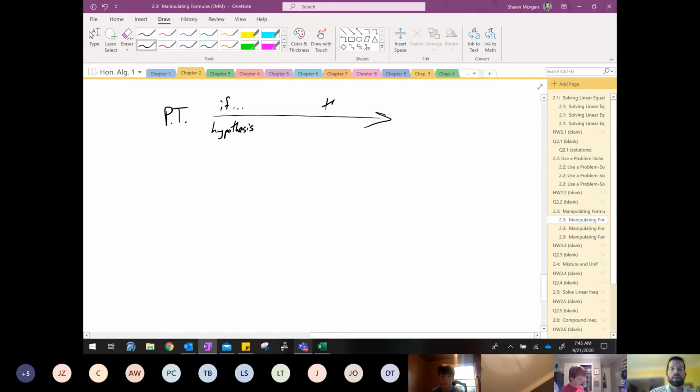And then I got a conclusion. So it's if, make your hypothesis, then you've got your conclusion. For instance, if Clyde is a pelican, then Clyde eats fish. Okay?